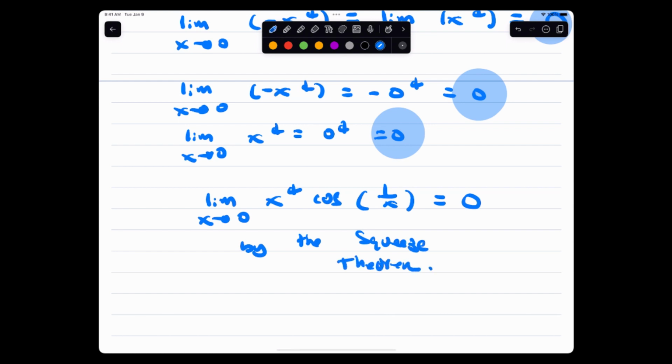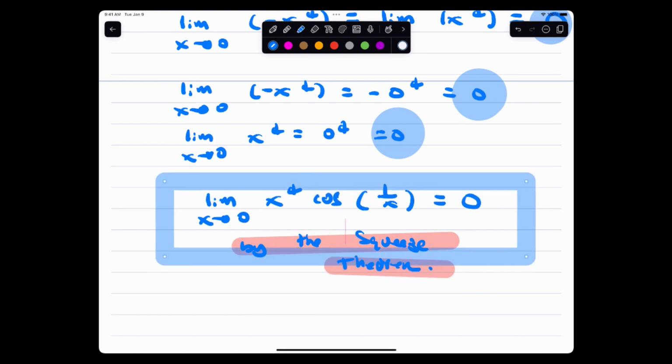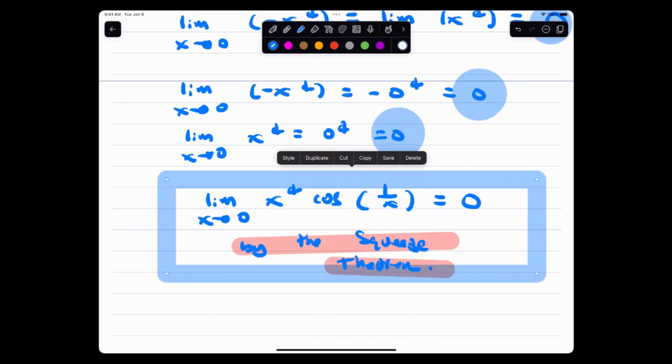Do we have to write the squeeze theorem, like during our test? Yeah, because you want to know why. They may say, why is that? Because they want you to show that this limit equals 0. Also, we must mention that. By squeeze theorem.